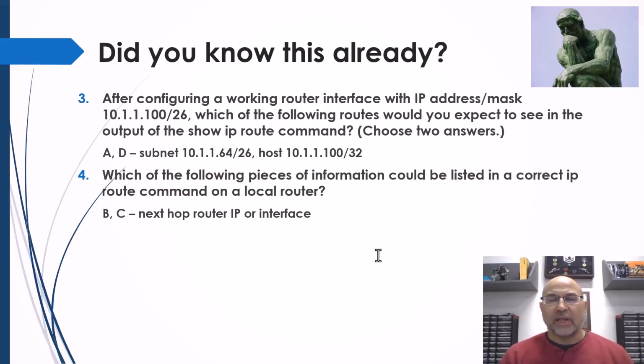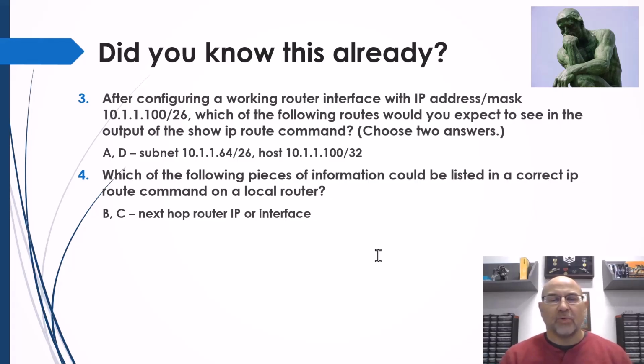Question number 3: after configuring a working router interface with its IP address and mask of 10.1.1.100/26, which of the following routes would you expect to see in the output of the show ip route command? Remember that you're going to have one for the network and one for the router's IP address. So it makes sense that you're going to have a 10.1.1.100/32. But it also is going to be the network. Well, what's the network with this particular mask? It turns out it's .64/26, not .100/26. So A and D.